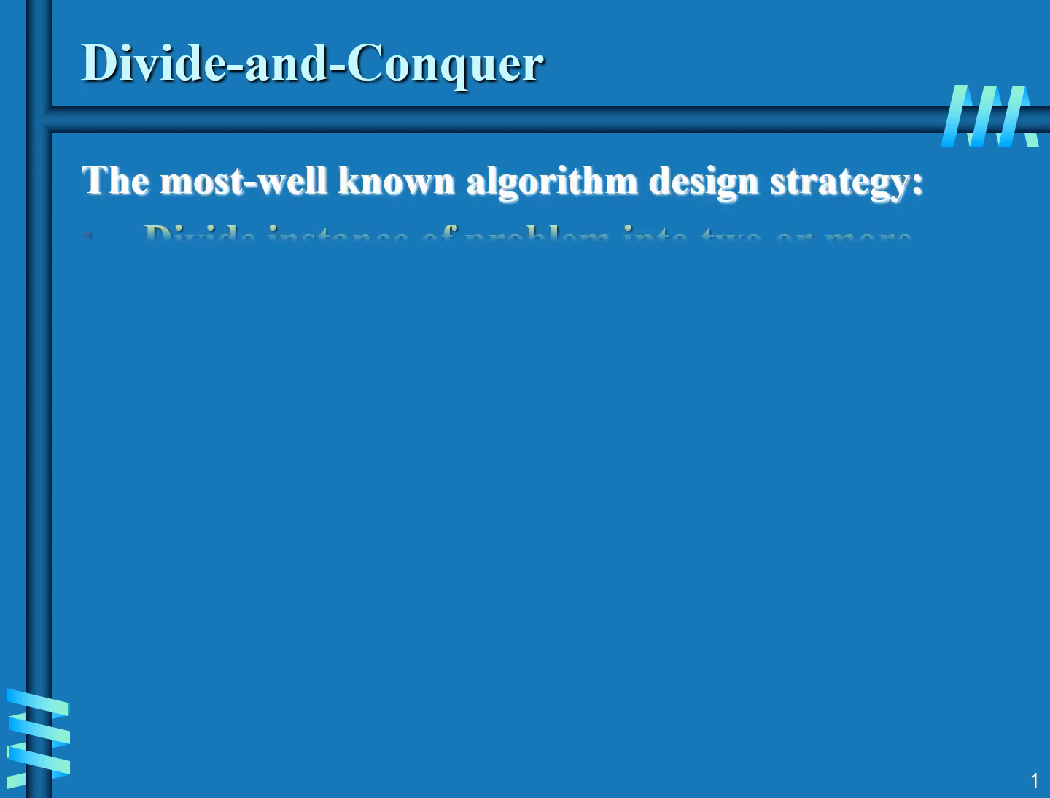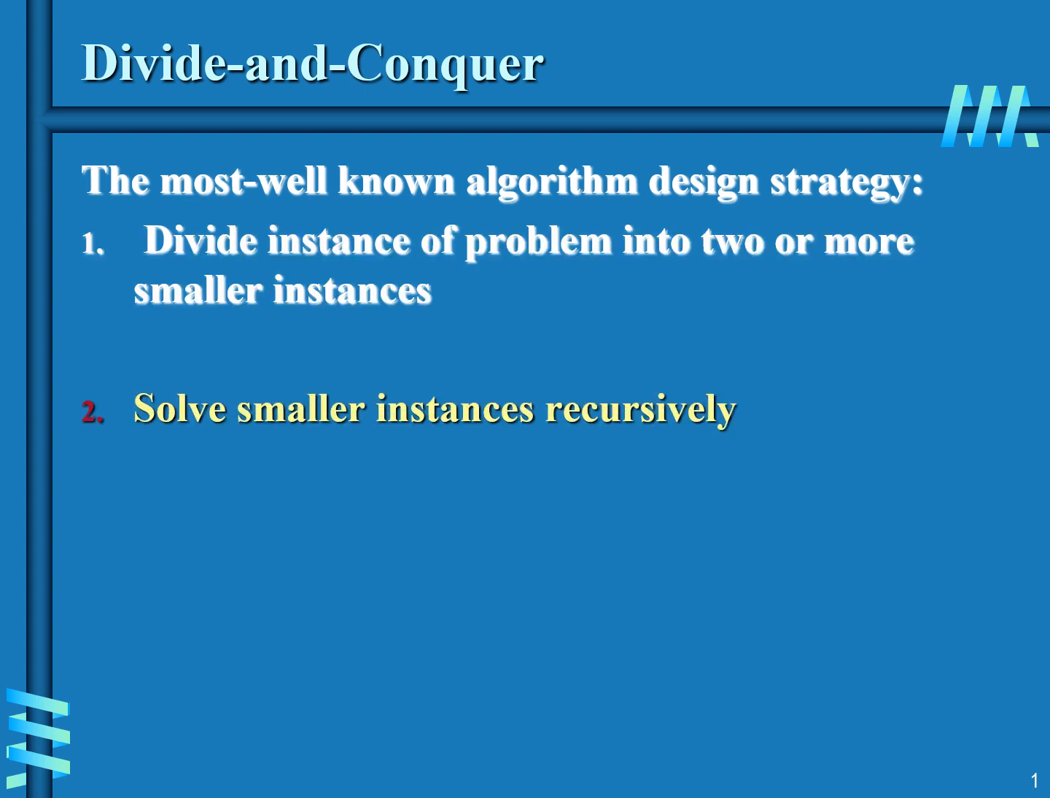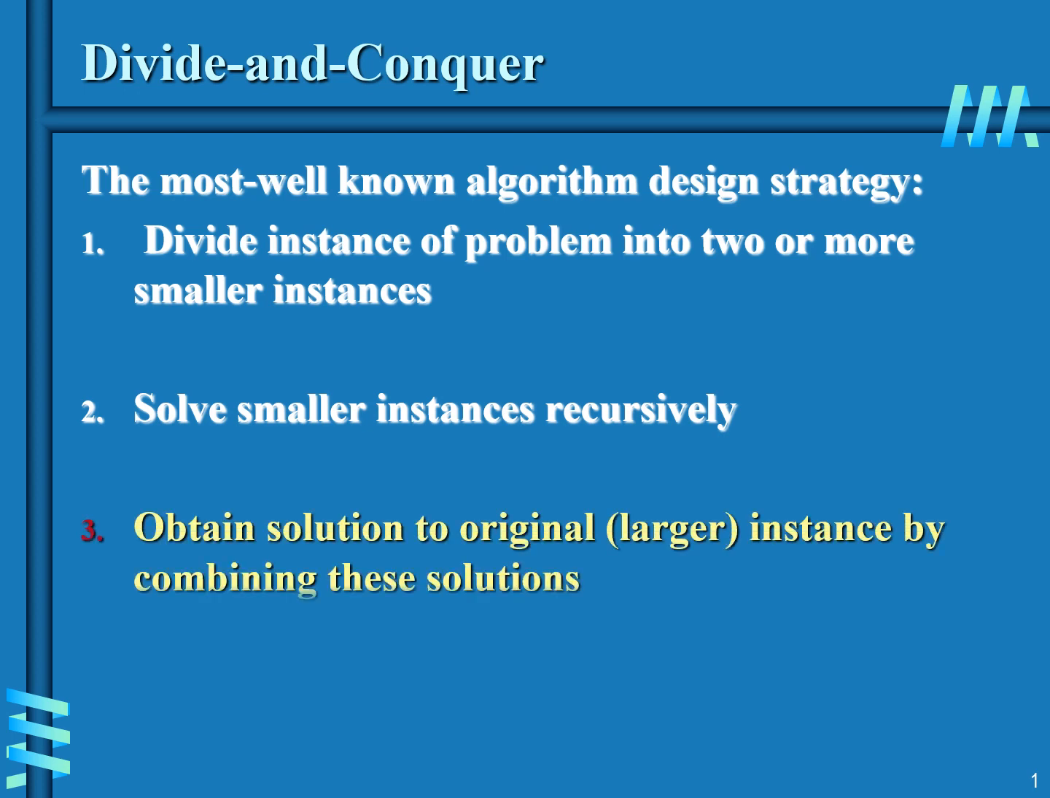It's a very well known algorithm design technique. First it will divide the main problem into one or more subproblems of the same size. That is the meaning of divide. Then second is conquer. You have to solve all the smaller instances recursively. That is, the subproblems have to be solved independently. Then you have to combine the solutions of all the subproblems together. Then we'll get the solution to the main problem. That is divide and conquer.